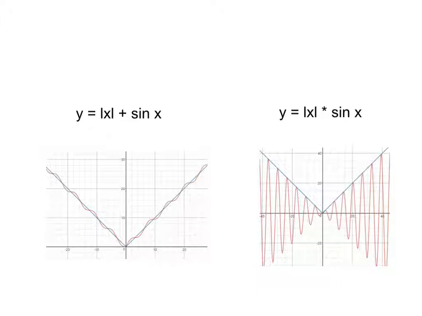I have two examples here. I'm going to use my sine function, and for both of these I'm going to be looking at what happens with an absolute value function. You know that an absolute value function is a V-shape, so you can see in my picture here I graphed the absolute value, which is the blue graph there. And then I graphed the equation of this composite function of taking the absolute value and adding it to sine.